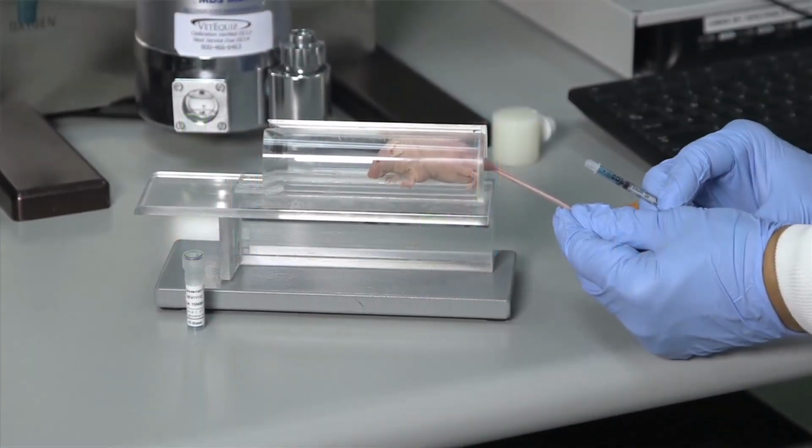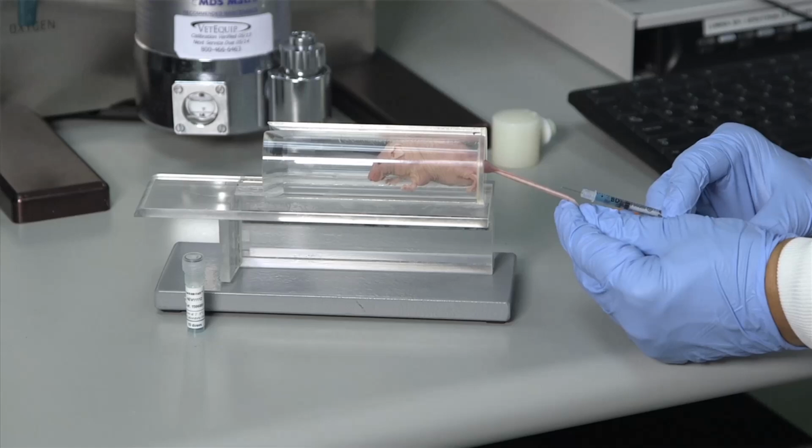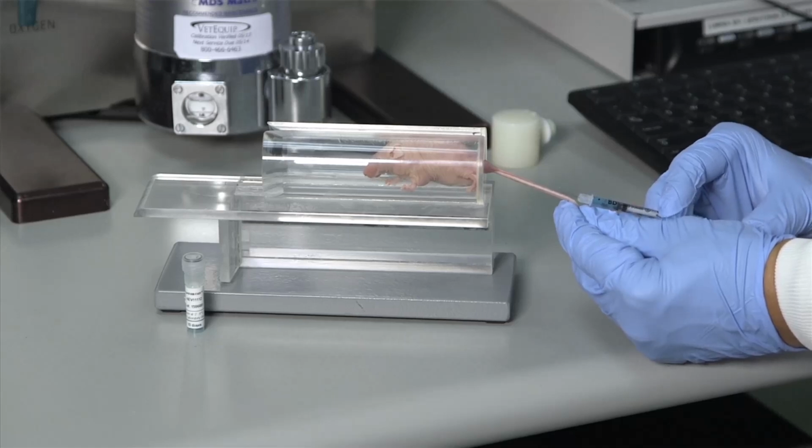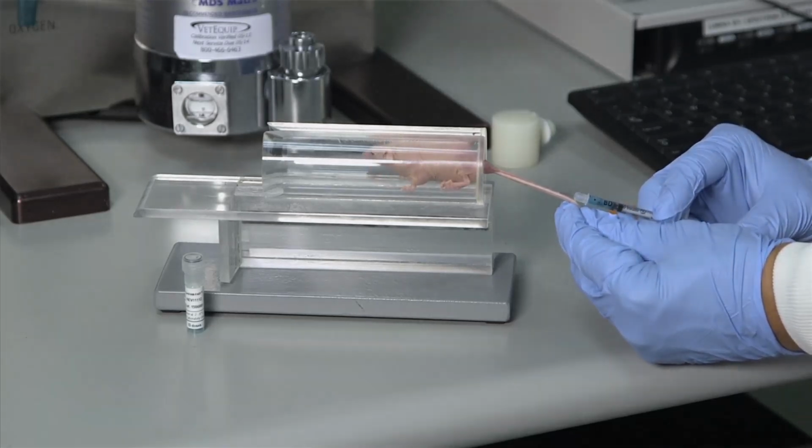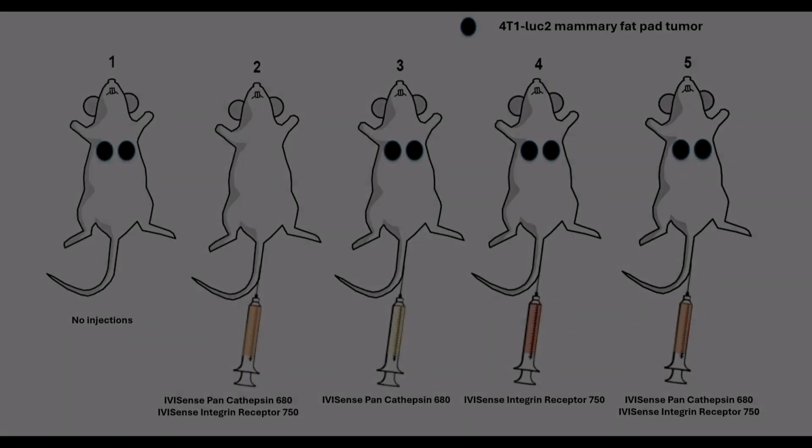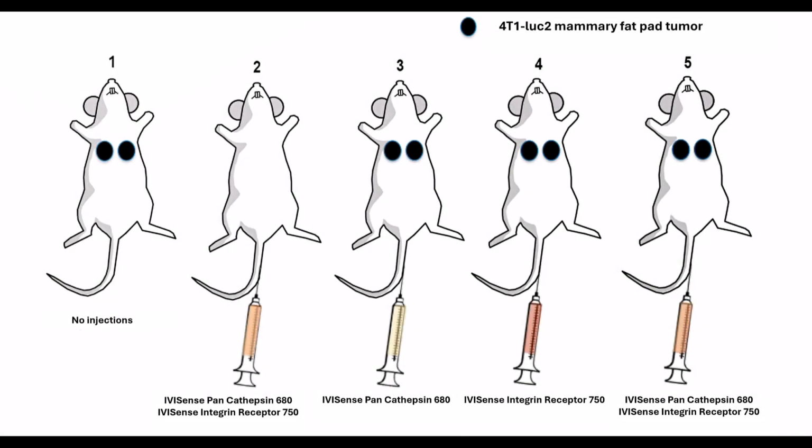We will inject these agents intravenously through the tail vein and image 24 hours post-injection as suggested in the product datasheets. We previously mentioned the importance of control mice. We will include 3 positive control animals to demonstrate the lack of overlap between the probes by having 2 animals with a single probe injection and 1 with a mixed probe injection. Therefore, our experiment will be set up as follows.